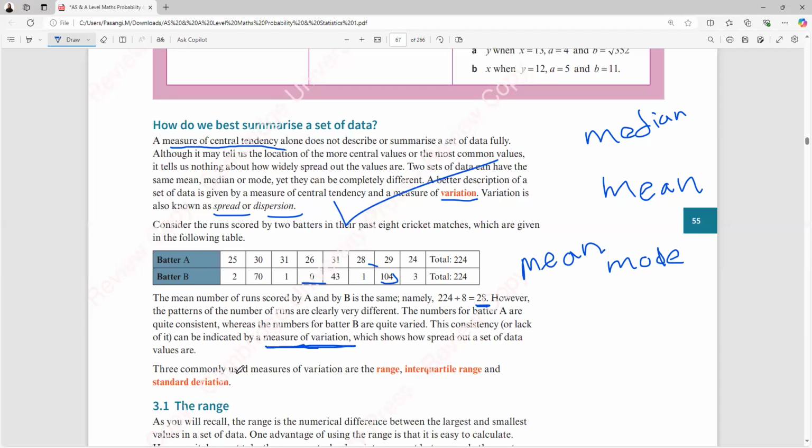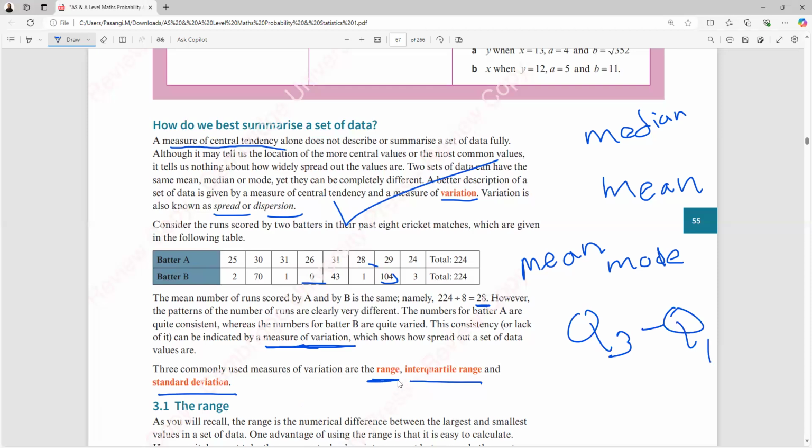So three commonly used measures of variation are: one is the range, then the interquartile range, and at last, we have the standard deviation. I think the range and the interquartile range we already did in maths as well. Q1, Q2, Q3, we calculate those; those are the quartiles. The interquartile range means Q3 minus Q1. That one we already know.